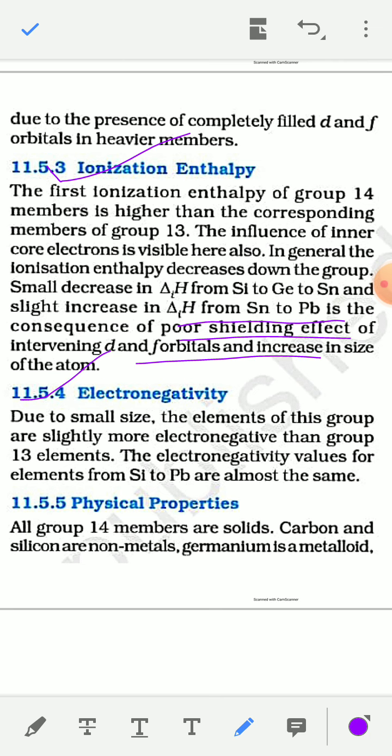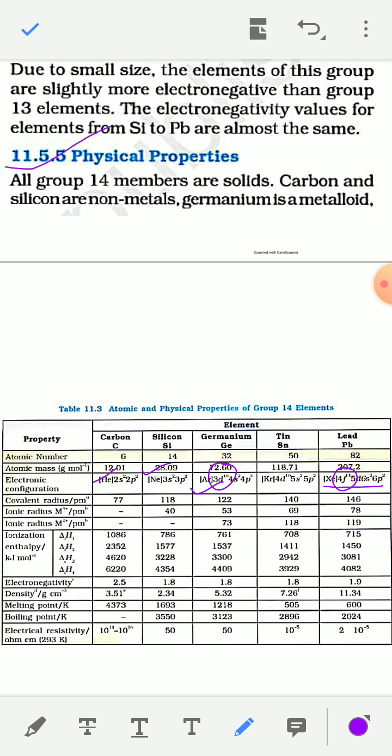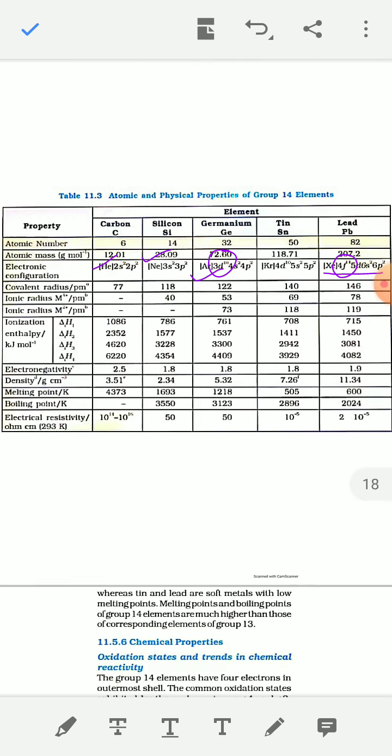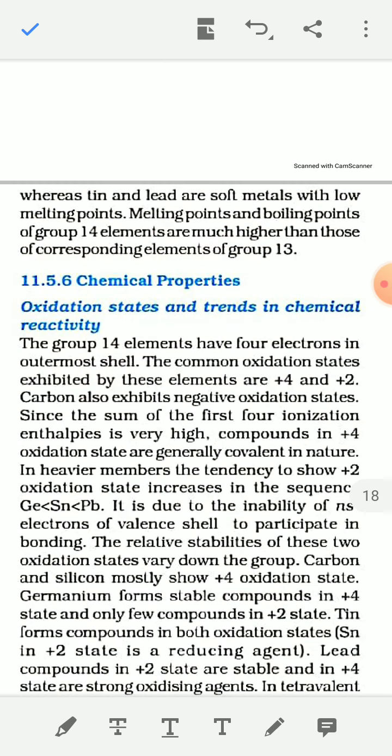Now electronegativity. Due to small size, the elements of this group are slightly more electronegative than group 13 elements, and the electronegativity values for the elements from silicon to lead are almost the same. Now physical properties. All group 14 members are solid. Carbon and silicon are non-metals. Germanium is a metalloid. Whereas tin and lead are soft metals with low melting point.